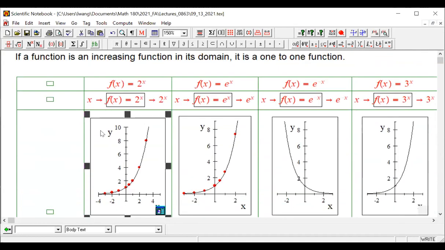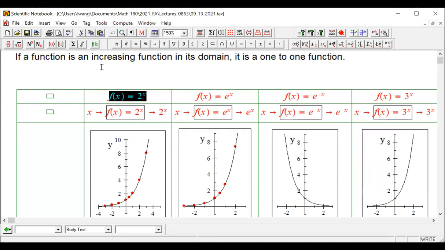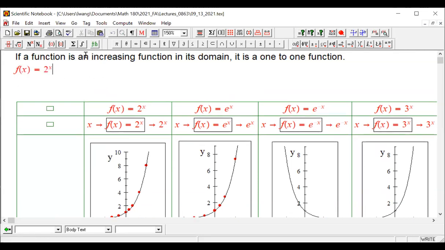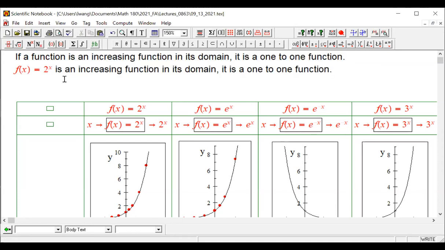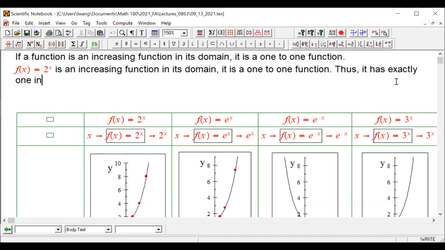And now we're going to take 2 to the power x, for example. We're going to do one at a time. 2 to the power x is an increasing function. Therefore, it is a one-to-one function. Can I say that? Thus, it has exactly one inverse.